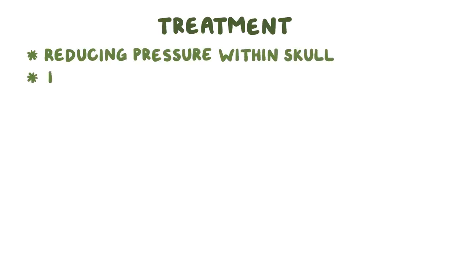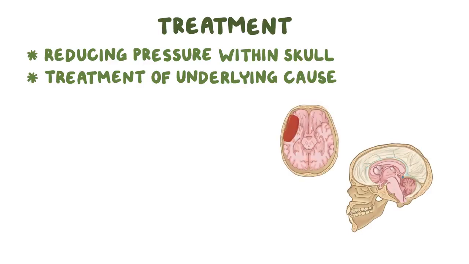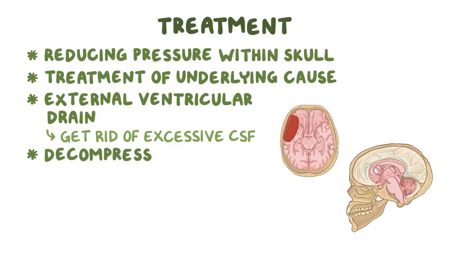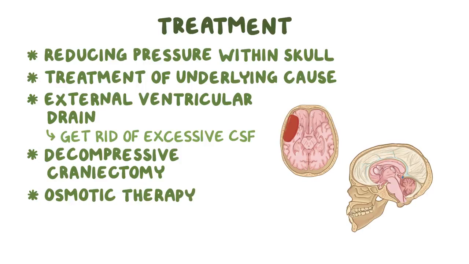Treatment of increased intracranial pressure and brain herniation is aimed at reducing the pressure within the skull. It may include treatment of the underlying cause, such as surgical removal of a tumor, abscess, or hematoma. Furthermore, it may include external ventricular drain, which requires a placement of a drain through a hole in the skull to get rid of excessive cerebrospinal fluid, or decompressive craniectomy, which is where a part of the skull is removed to help relieve the pressure. Another way of treating increased intracranial pressure includes using osmotic therapy, such as mannitol, which helps remove excess water from the body.